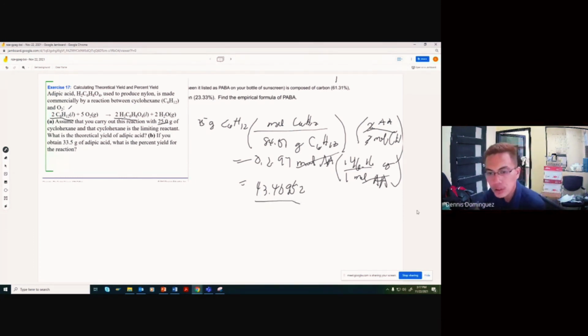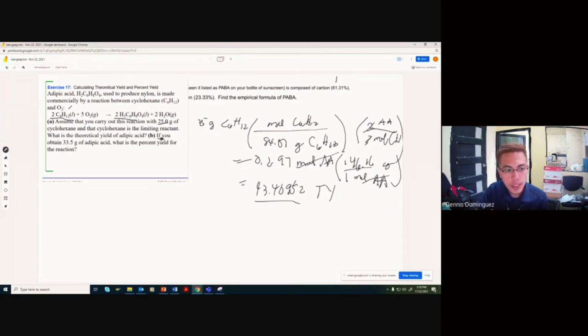I-check daw nato kung naay wrong something. Adipic acid is 16 times 4, 64, plus 10.1 plus the carbons, 146.16 times 0.297. Okay, 43.40, meaning to say this will be our theoretical yield. Theoretical yield, 43.40952 grams of your adipic acid.